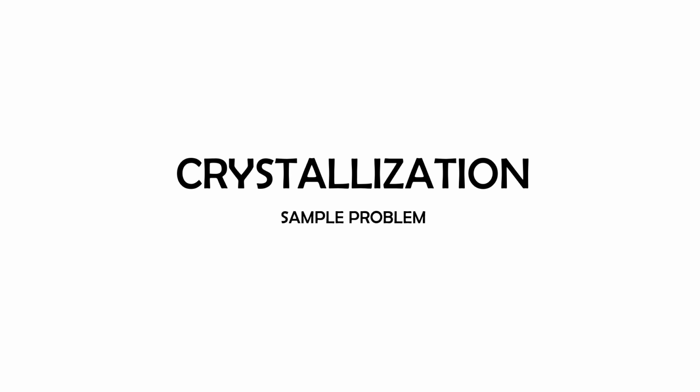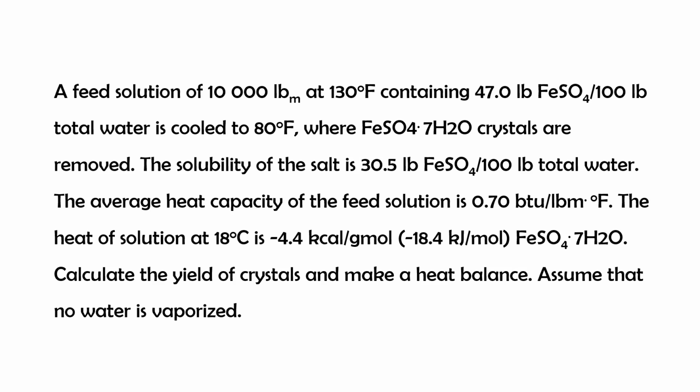Sample problem in crystallization for heat and mass transfer. A feed solution of 10,000 pounds at 130 degrees Fahrenheit containing 47 pounds ferrous sulfate per 100 pounds total water is cooled to 80 degrees Fahrenheit, where ferrous sulfate heptahydrate crystals are removed.